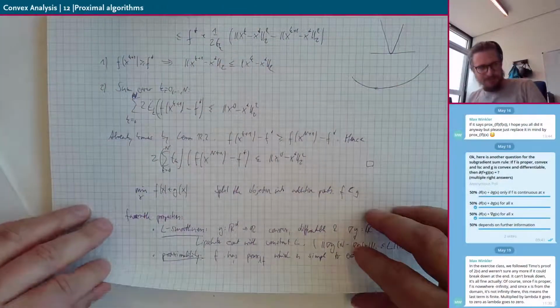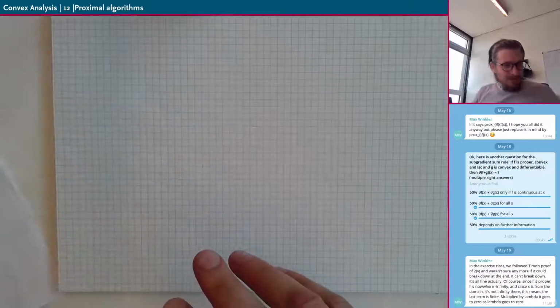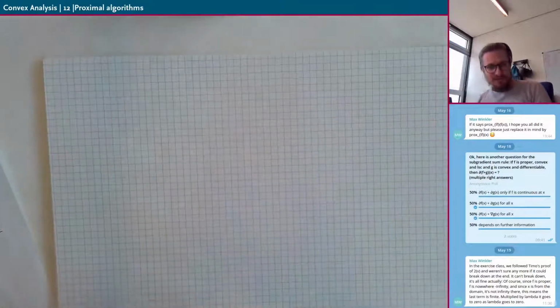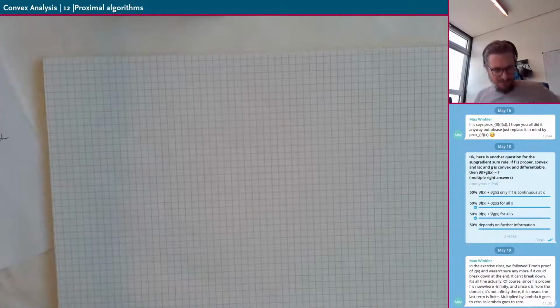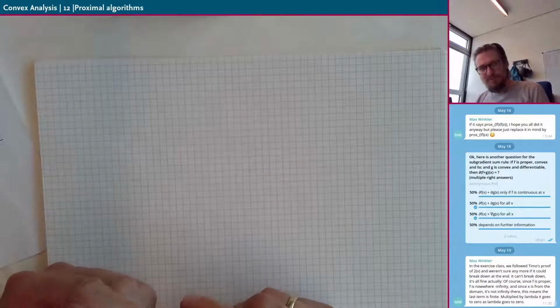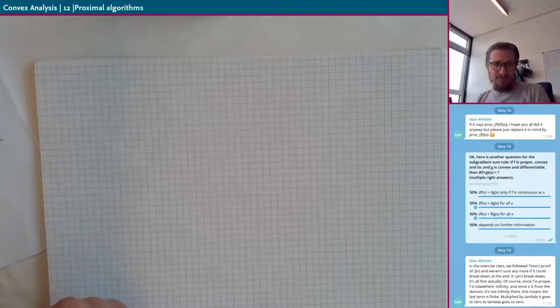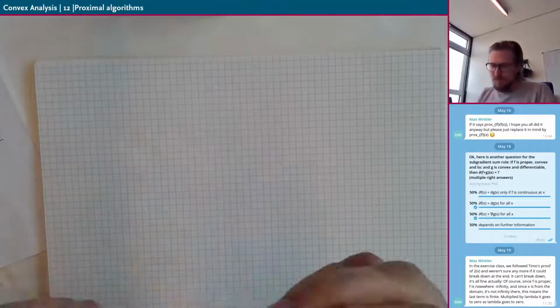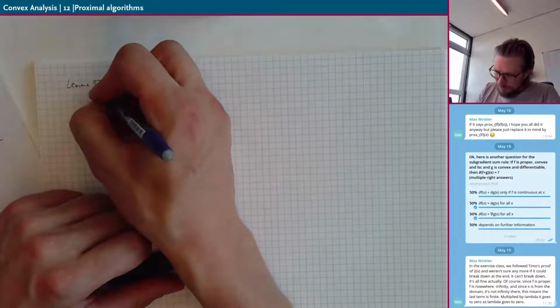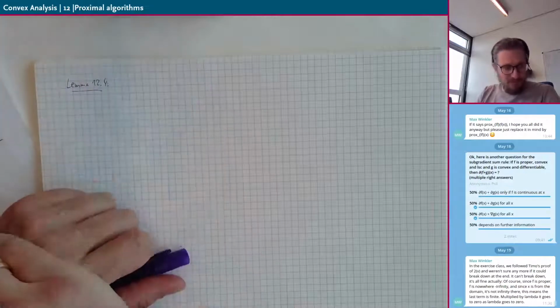Okay, so here we go. We want to derive a splitting method which can take advantage of the fact that the objective of a convex optimization problem is split into a smooth, L smooth part and a proximal part. So first we need some more information on what we can get out of L smoothness.